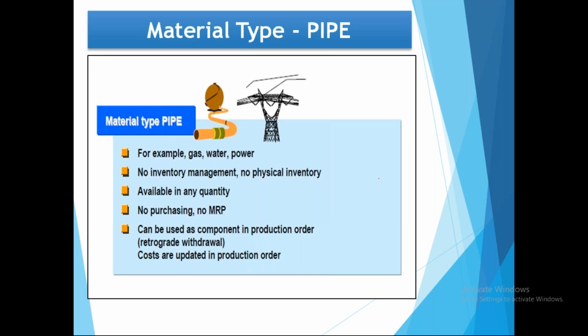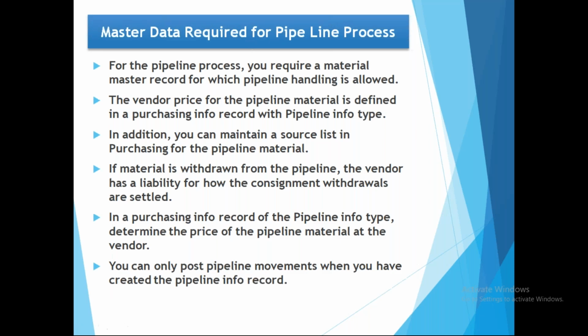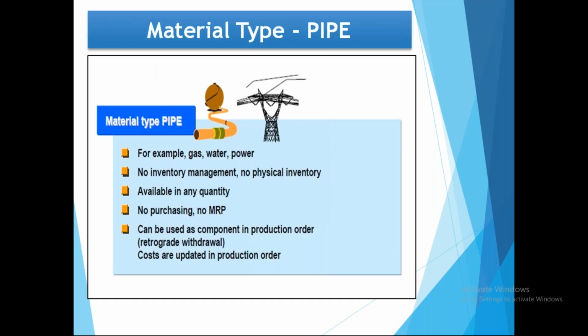So now let's create the material master. The material type we will be using is pipe. This is the standard material type provided by SAP. The examples are gas, water, power. There is no inventory management, there is no physical inventory. It can be available at any time. For this, there is no purchasing and there will not be any MRP. So we will first create a material with material type pipe, and then we will do the remaining process.